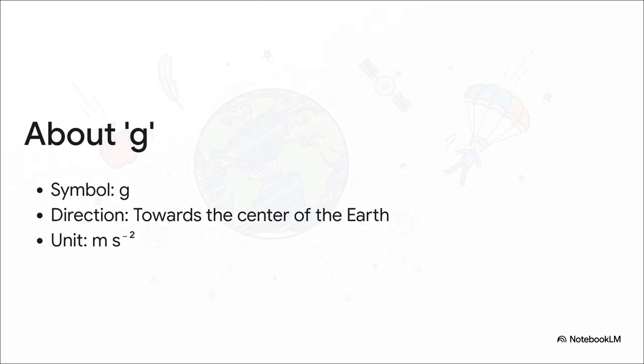So let's get to know our new friend g a little better. What are its properties? First, its symbol is a lowercase g. Simple enough. And its direction? Well, since gravity always pulls things down, the direction of g is always towards the center of the Earth. And finally, because it is an acceleration, its SI unit is meters per second squared.